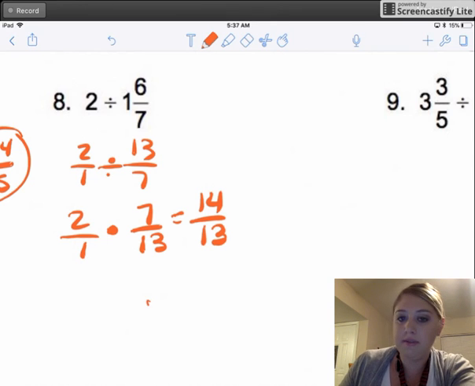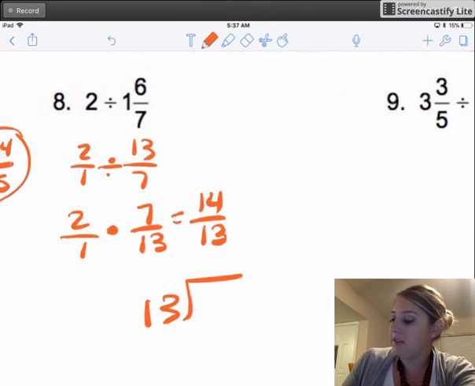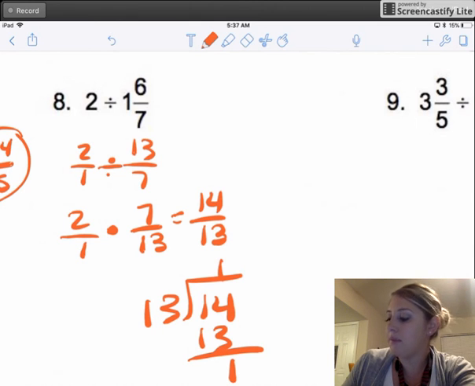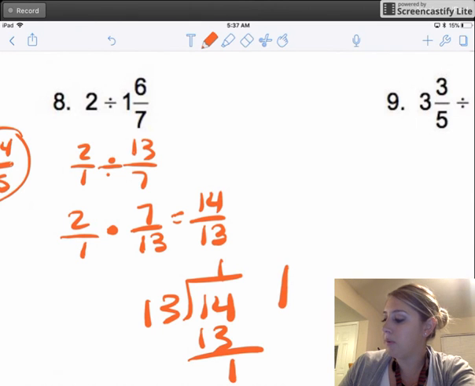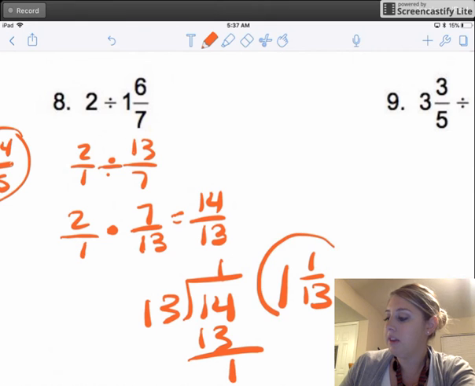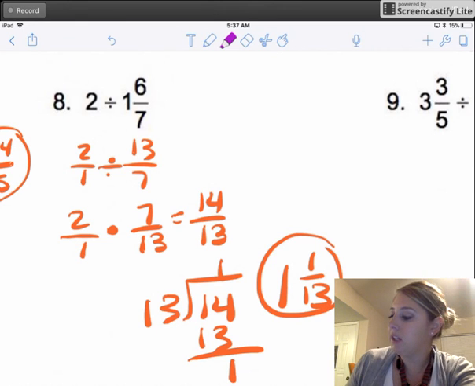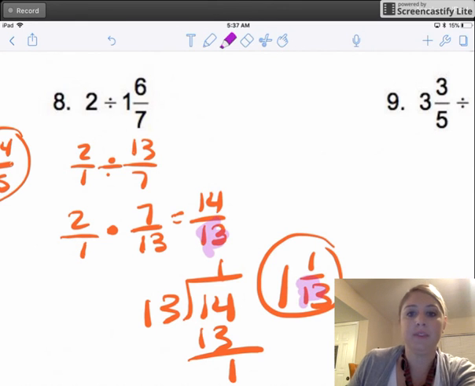So we'll do our division. 13 is on the outside, 14 is on the inside. 13 goes in there once. If I subtract, I have 1 left over. So my answer would be 1 and 1 13ths. Remember that 13 is because of this one.